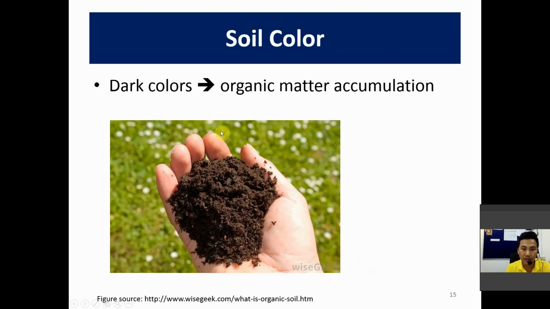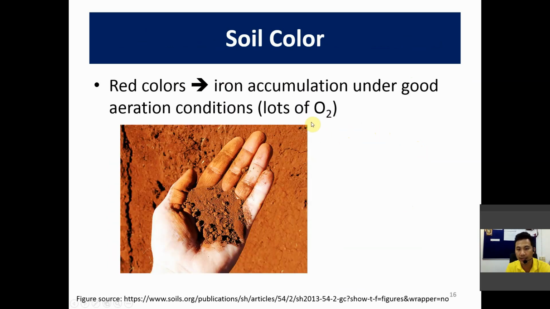Again, dark color mostly comes from organic matter accumulation. Red color, of course, means there is an accumulation of iron under plenty of oxygen. So that means you have a really good drainage system. Air can flow through the soil.